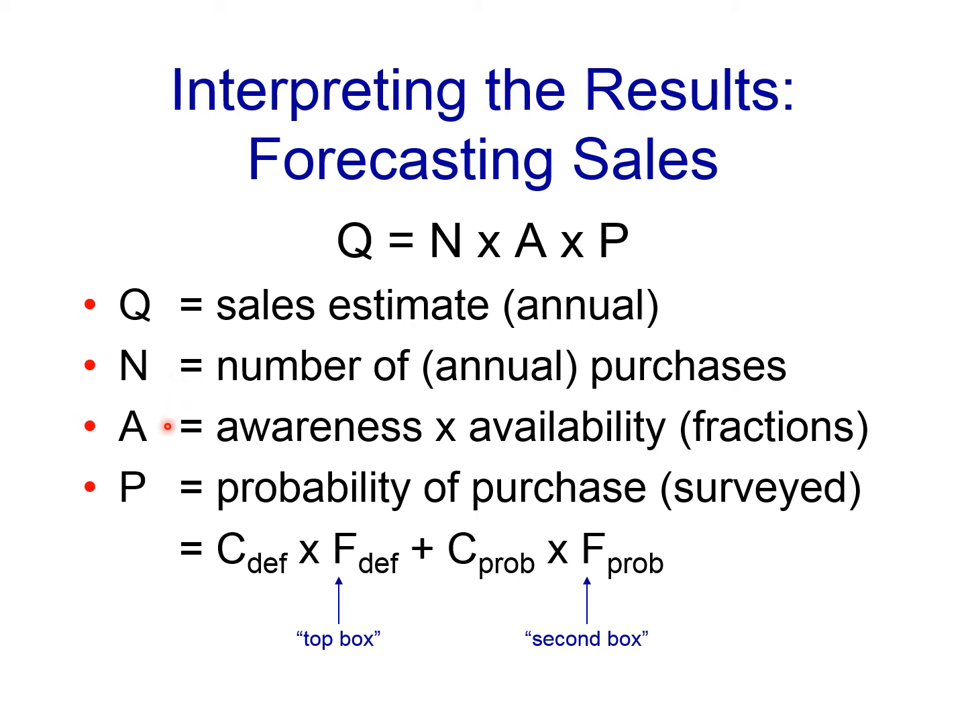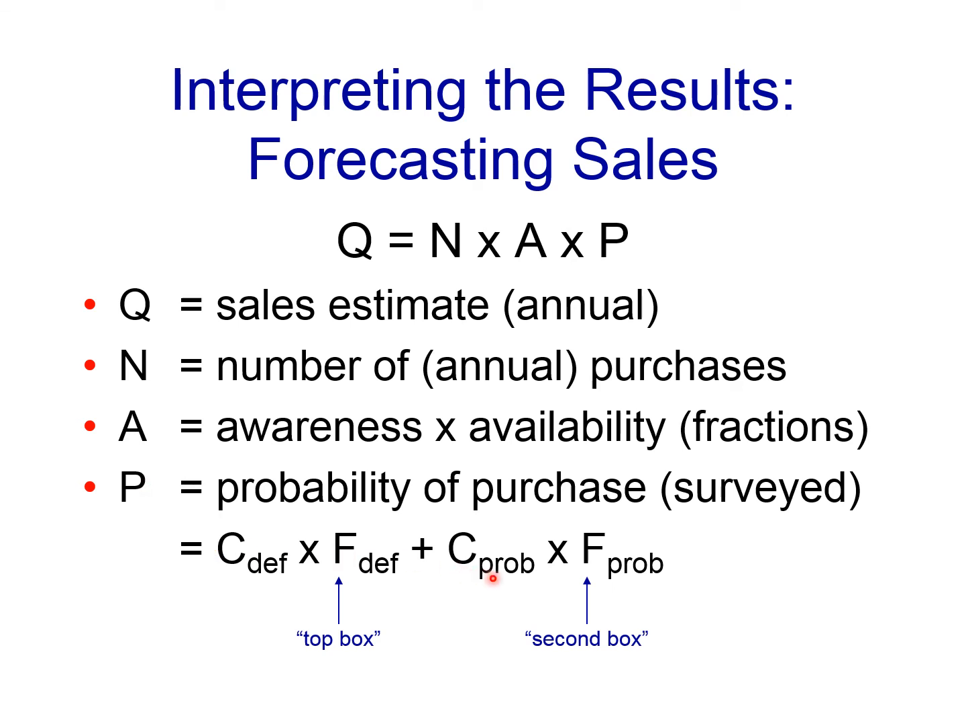A is a factor that reflects both product availability, if it's available in the store near you, and customer awareness of the product, and that is impacted by promotion, advertisement, and display. P is the probability of purchase, which is calculated based on the proportions of top box, definitely, and second box, probably respondents.